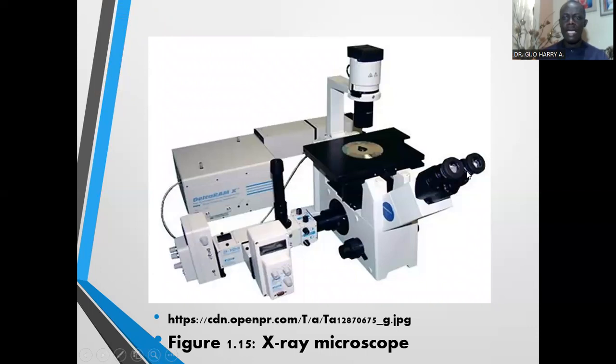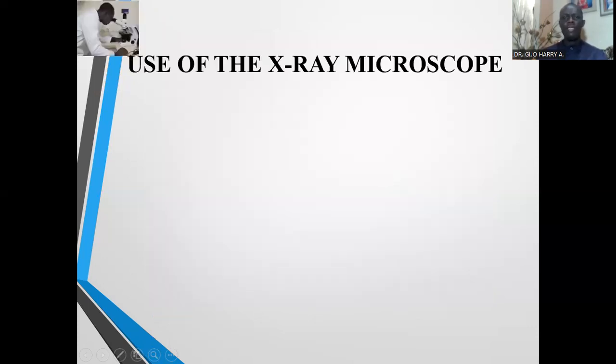Here you can see the eyepiece, just as it is with the optical microscope, the stage, then the fine and coarse adjustment knobs, and the objective, and other features that are similar to the optical microscope. Now, what's the X-ray microscope used for in biology?